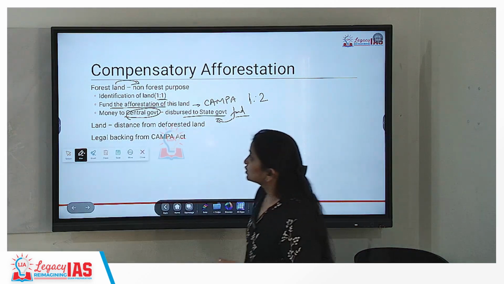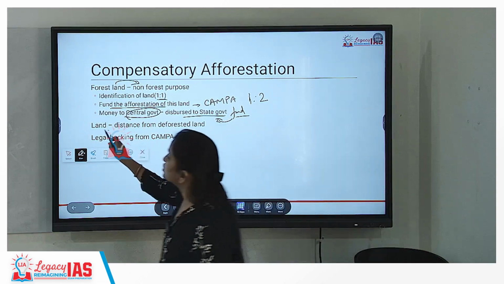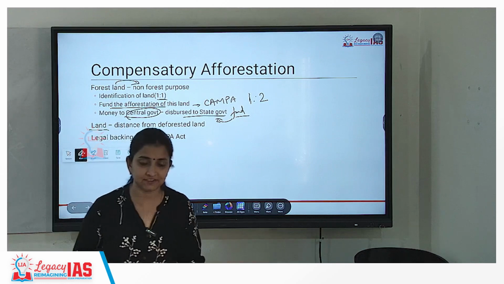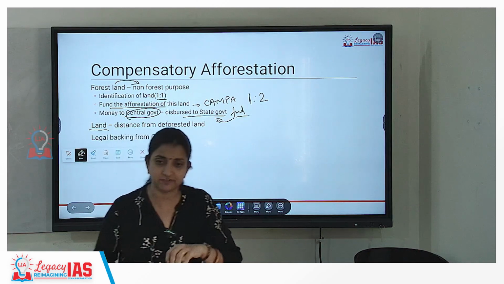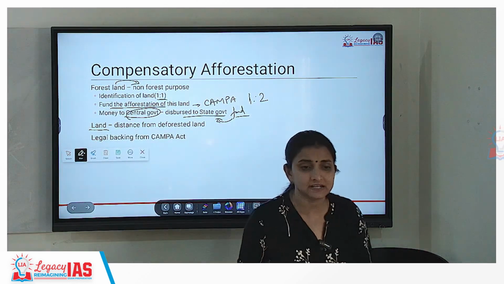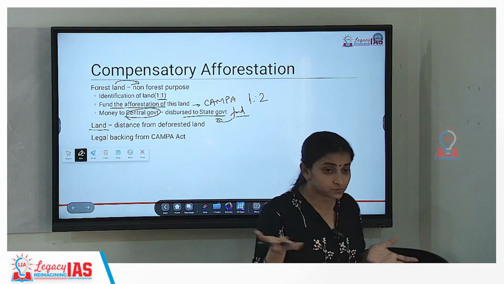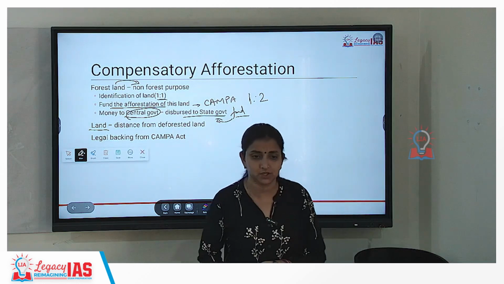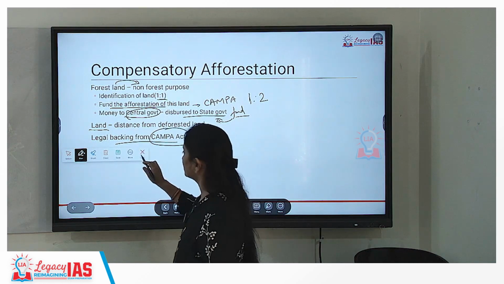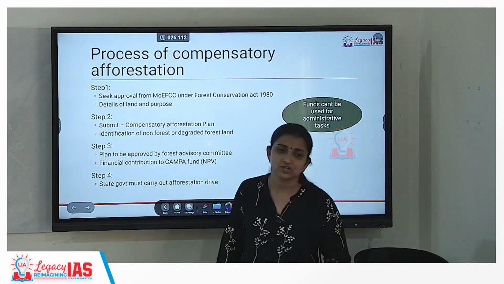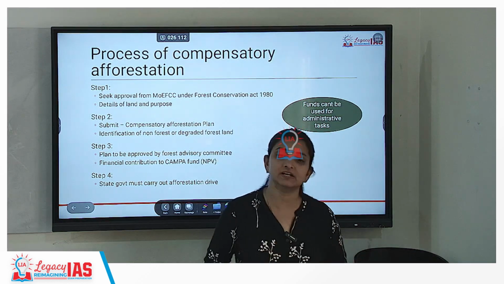Okay? So, this is about the Compensatory Afforestation Act in India. Okay? Plus, you also need to ensure that the land you are identifying should be as close as possible to the land which has been deforested, because this deforestation will have some kind of ecological impact, and because of this ecological impact, you need to identify another piece of land which is very close to this so that this ecological impact can be reduced. That is one thing. Plus, all of this has legal backing from the CAMPA Act. So, we already have a CAMPA Act under which all of these have been mentioned. So, if any of the steps are not carried out, the Supreme Court or the judiciary will come into the picture.